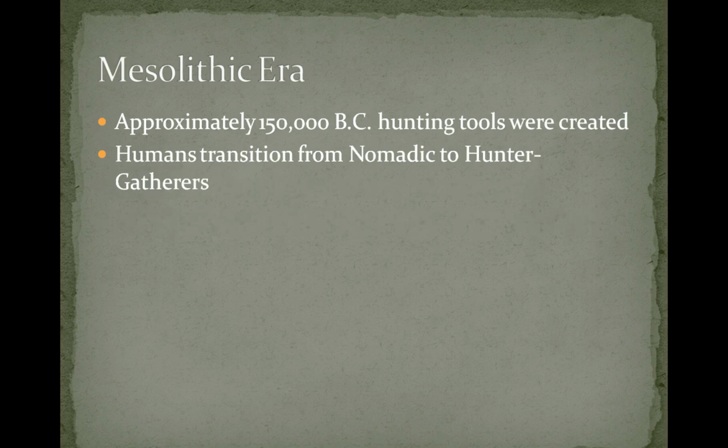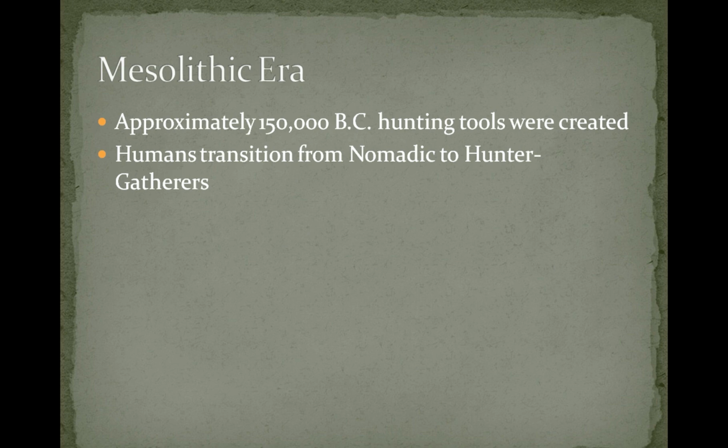Moving on to the Mesolithic era, or Middle Stone Age. This is approximately 150,000 BC. At this particular point, this is actually where the Stone Age gets its name from. During this time period, human beings develop hunting tools, and these hunting tools were made of stone. That's exactly why it's called the Stone Age, because that's the kind of tools that were used.